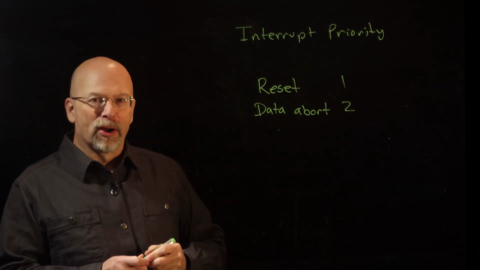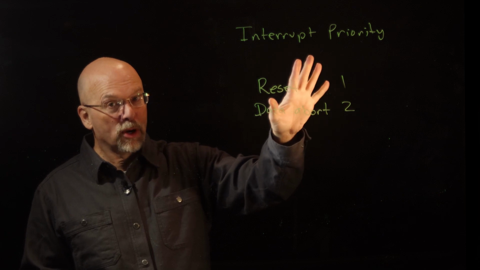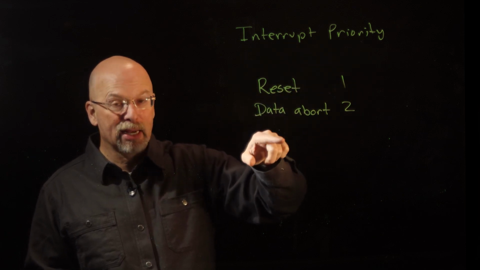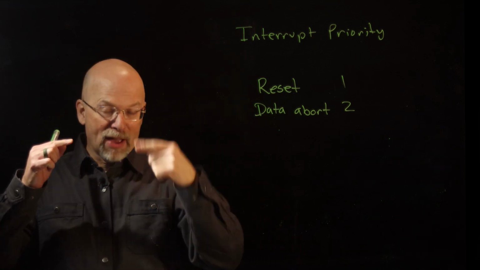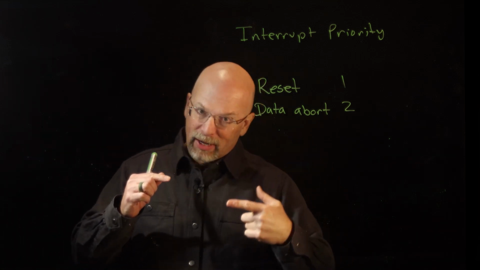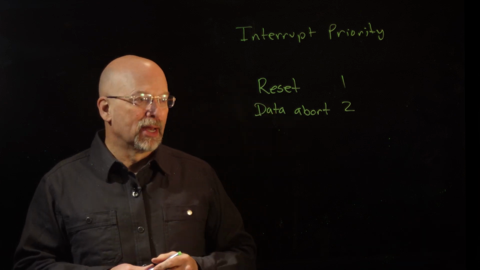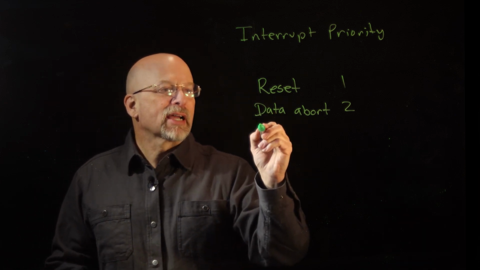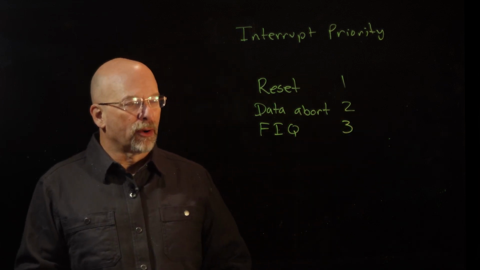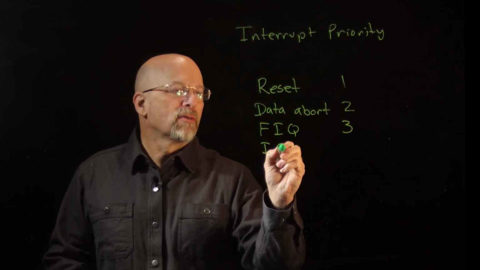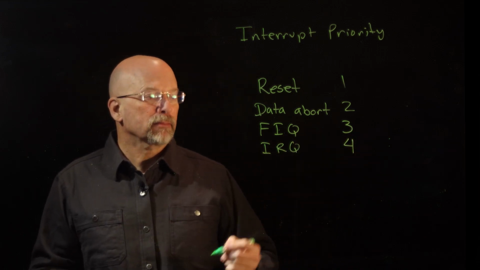That's the next in priority. So, if a data abort occurs, a reset would override a data abort, but a data abort, if it occurred at the same time as a fast interrupt request or a regular interrupt request or a software interrupt, the data abort would be the next one in priority. The next one is our fast interrupt request, so that's our third priority. Then we have a regular general IRQ, all right?